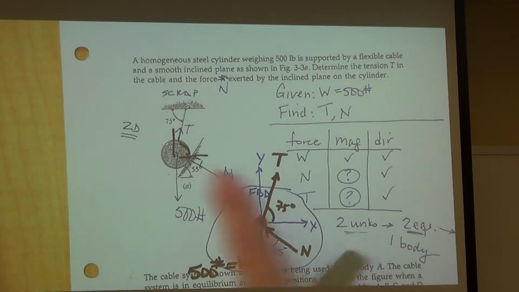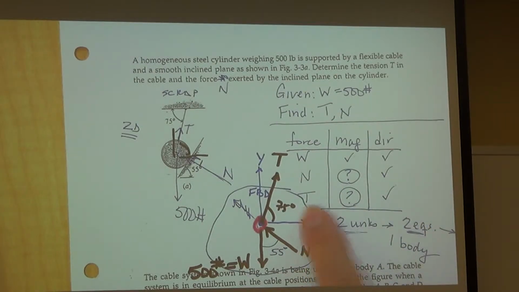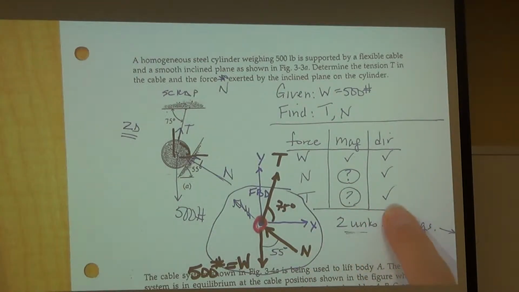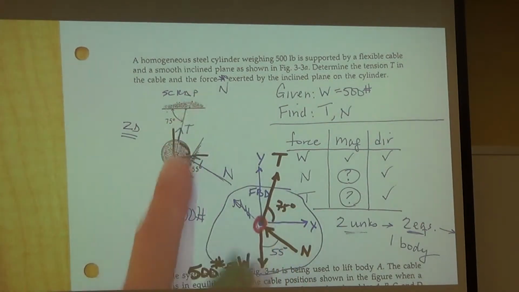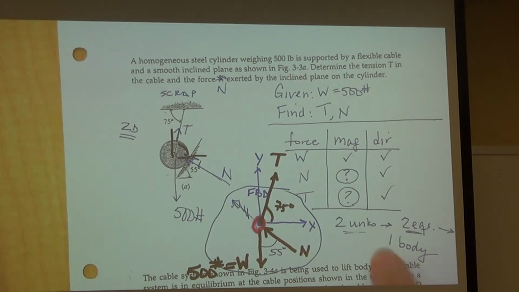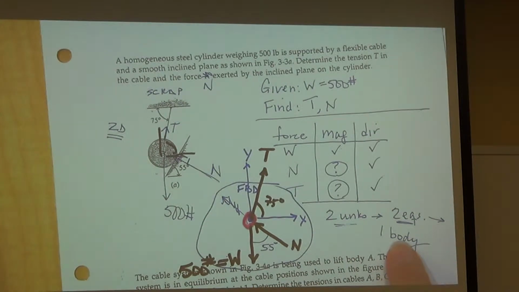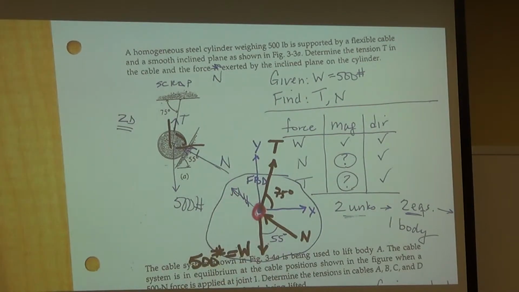The normal, the magnitude is not given, but the direction is given. Tension, magnitude's not given, but the direction is given. We know it's in the line of the rope. In the end, we found two unknowns, so we knew we needed two equations, and we only needed one body. Is that correct? Yes. Because it's a 2D problem, we could get two equations for that. And then we drew our free body diagram.